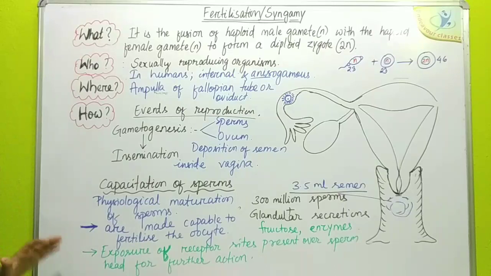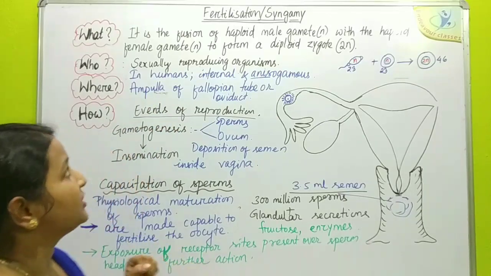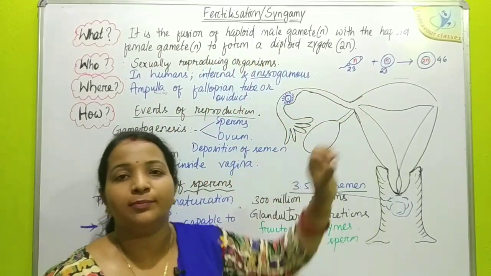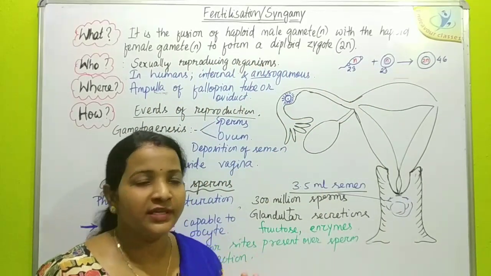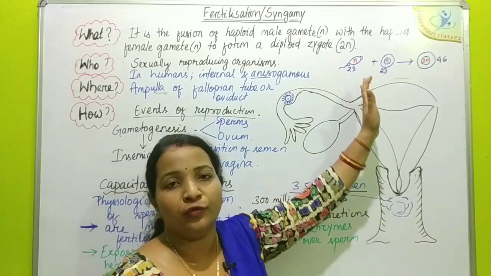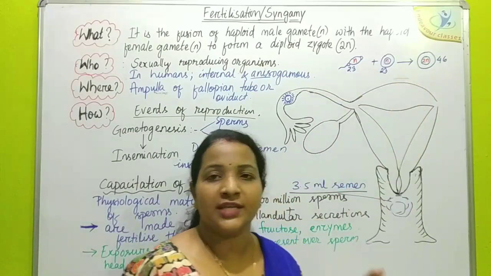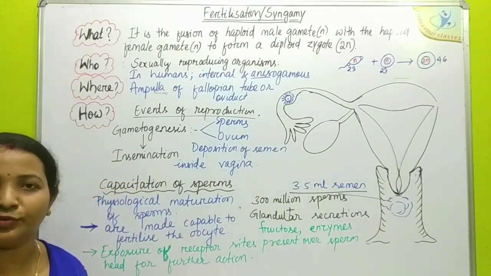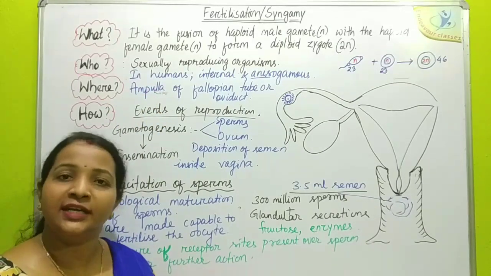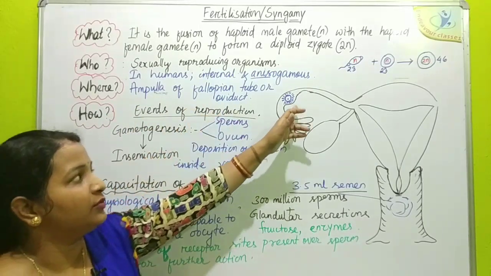So let us summarize the topic. Fertilization or syngamy is the process of fusion of a haploid male gamete with the haploid female gamete to produce a diploid zygote. In case of humans, the male gamete contains a haploid number of chromosomes, that is 23, and the ovum also contains 23 chromosomes, and at the end the zygote contains 46 chromosomes, which is specific for the human species.